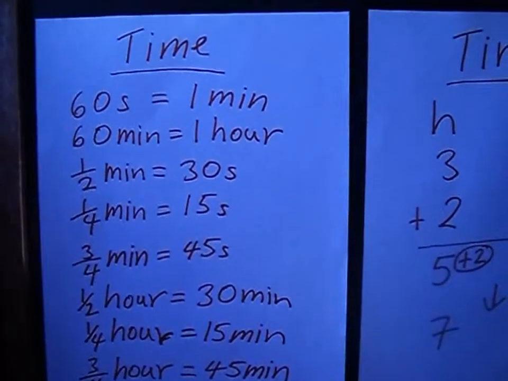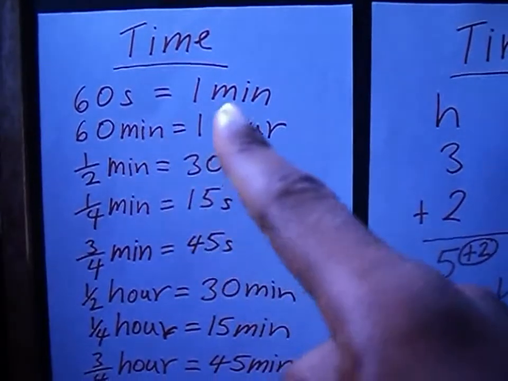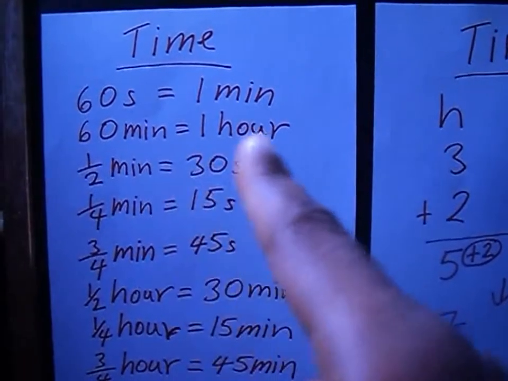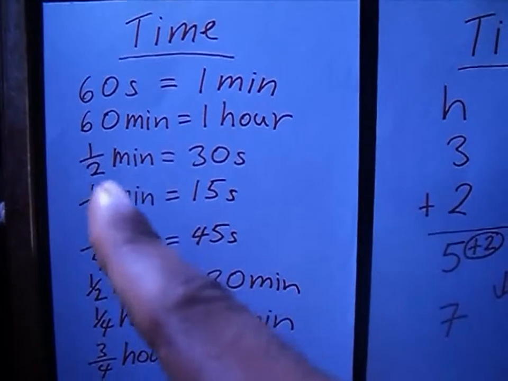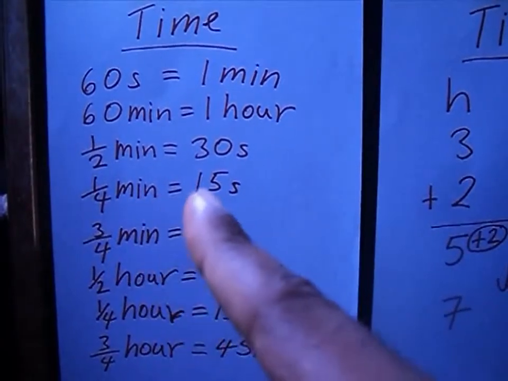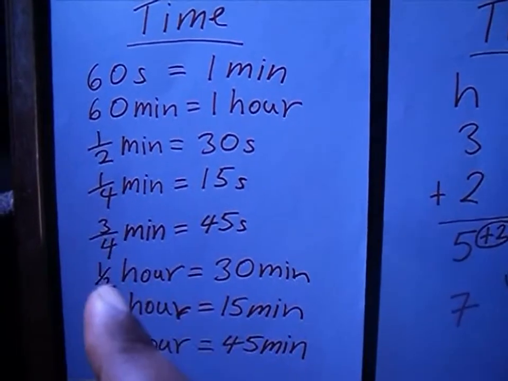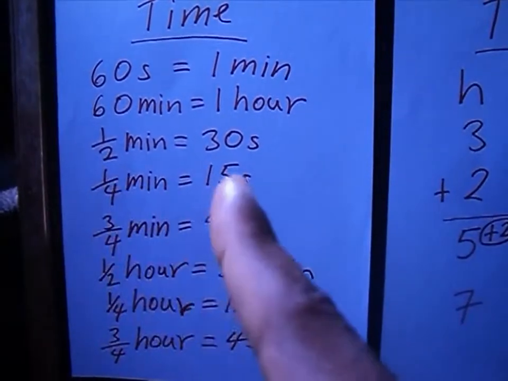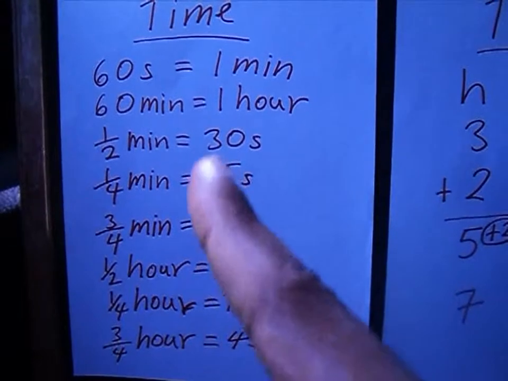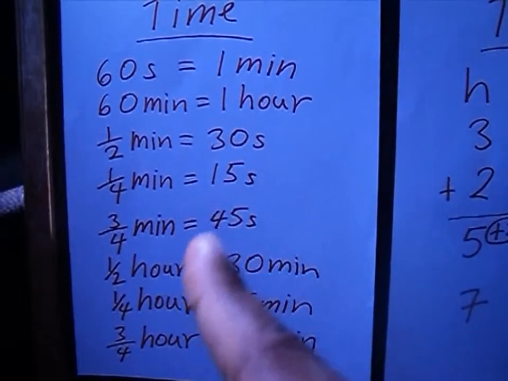Okay? A recap. 60 seconds, 1 minute. 60 minutes, 1 hour. A half of a minute, 30 seconds. A quarter of a minute is 15 seconds. 3/4 of a minute is 45 seconds, that is 3 times 15, which is 45.